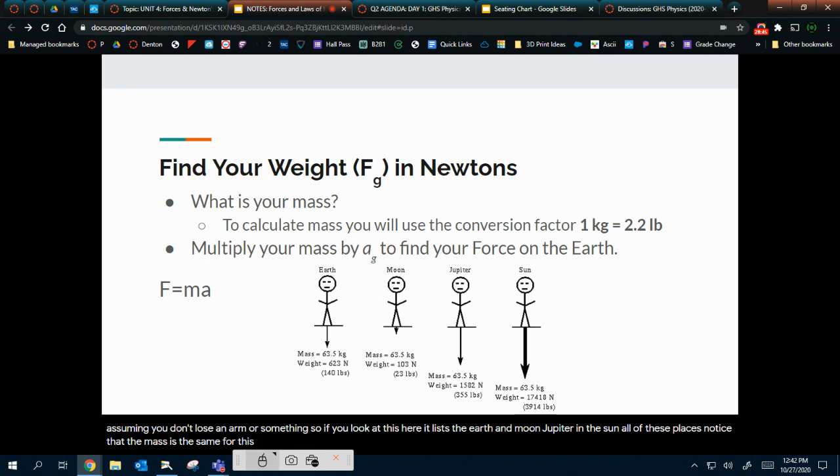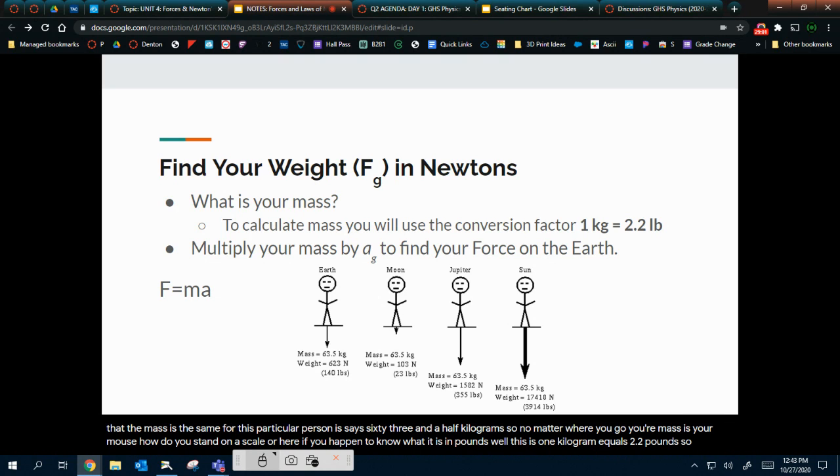For this particular person, it says 63.5 kilograms. So no matter where you go, your mass is your mass. And if you want to find your mass, you can stand on a scale. Or, if you happen to know what it is in pounds, it says 1 kilogram equals 2.2 pounds.